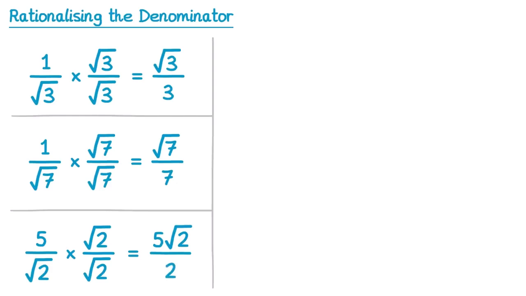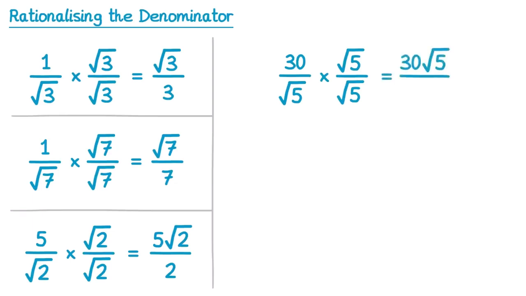Sometimes when you've rationalized the denominator, you need to do some further simplifying. Let's try one like that. So this time we have 30 over root 5. We're going to multiply by root 5 over root 5. On the top, 30 times root 5 is 30 root 5, and on the bottom, root 5 times root 5 is 5. Now this one can simplify further. If we look at 30 over 5, that's the same as 30 divided by 5, which is 6. So the answer to this question, fully simplified, would be 6 lots of root 5, or 6 root 5.